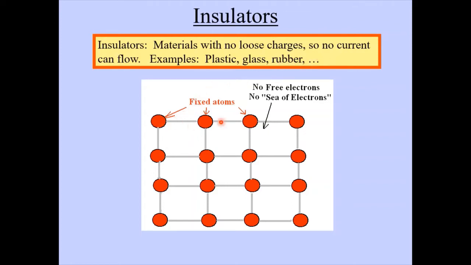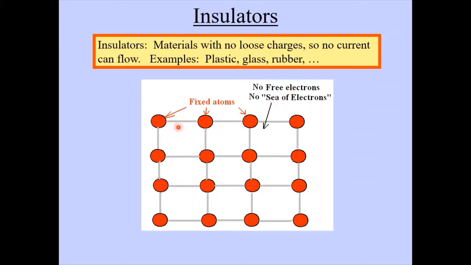So if we look at the same type of model for an insulator, again, we have all the fixed atoms. So, you know, if this is glass, these would be glass atoms or molecules. Glass is silicon dioxide. But the key thing here is we've got all these atoms, but notice there are no loose electrons. There are no free electrons. There's no sea of electrons.